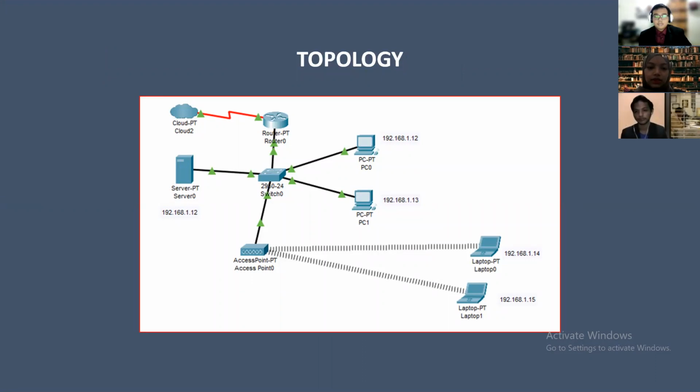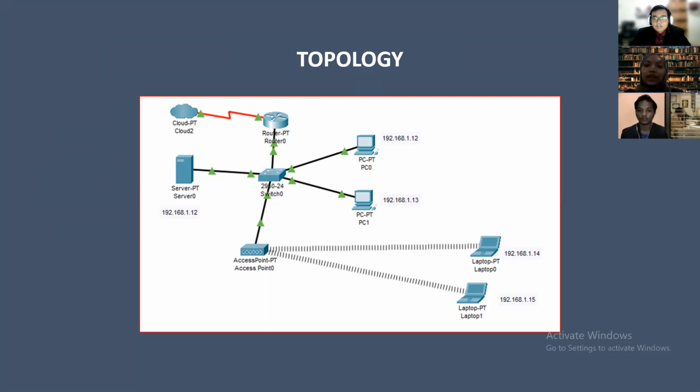So this is the topology of our project. We have a server with the IP address 192.168.1.12. And for making the connection with the clients, we use a switch and we have two client PCs, but we can add more if we want.